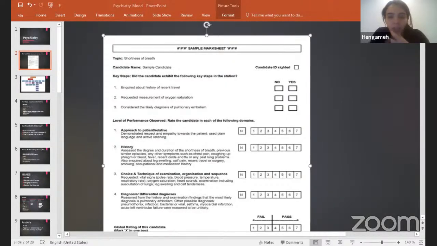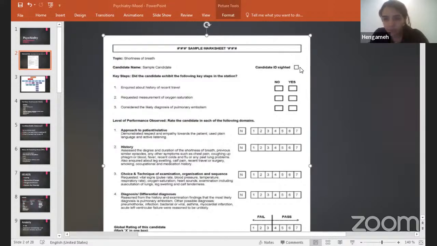So this is from a PDF that was published by the AMC about how the exam is. This is roughly what the examiner's sheet looks like based on the AMC. So this is the topic. It's shortness of breath. The name of the candidate or the candidate number is here. So this is the candidate ID cited.